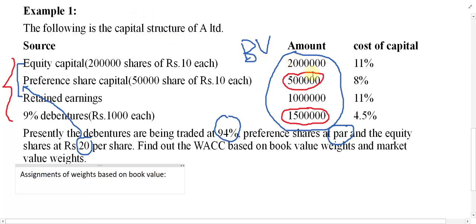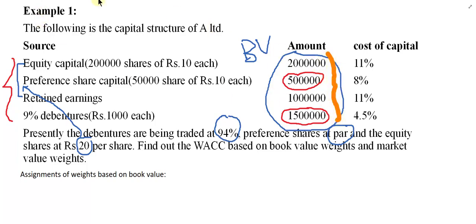How can we find the total capital of the business? Total capital of the business is the summation of all these sources of funds, from here to here, right? See how we can find this. 2 million plus half million becomes 2.5. 2.5 plus 1 becomes 3.5. 3.5 plus 1.5 becomes 5 million. Or otherwise, 20 lakh plus 5 lakh is 25, plus 10 is 35, 35 plus 15 becomes 50 lakh. 50 lakh or 5 million is the same. So the total capital of the business is equal to 50 lakh.